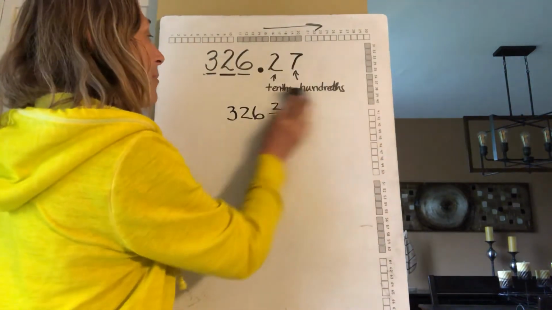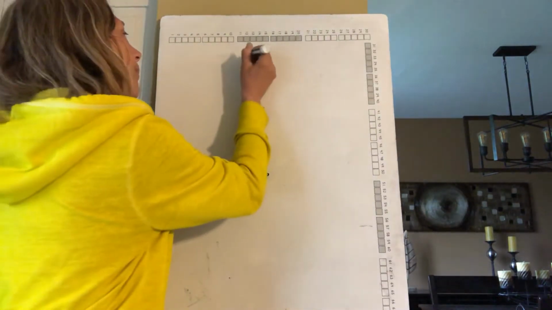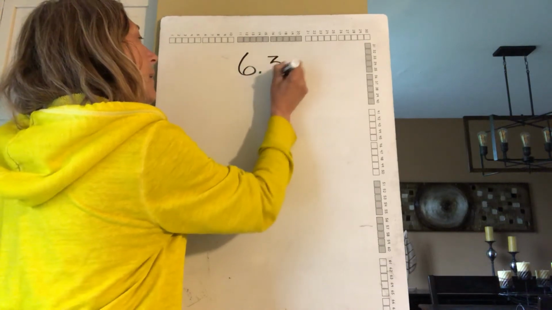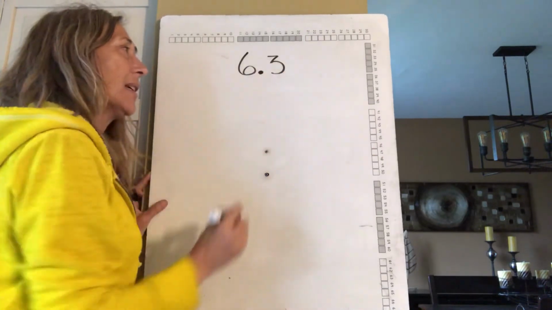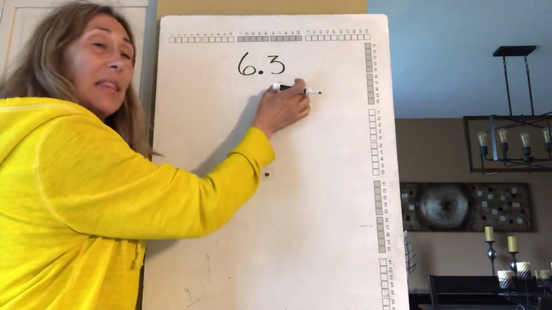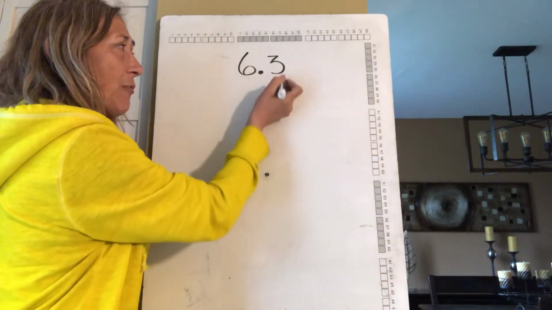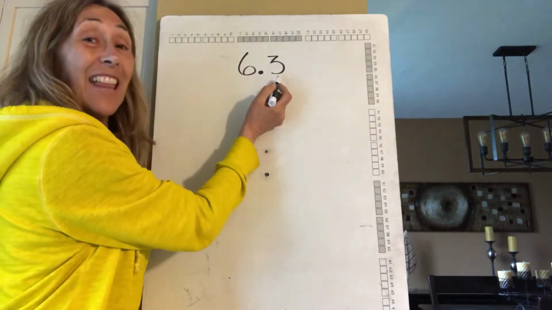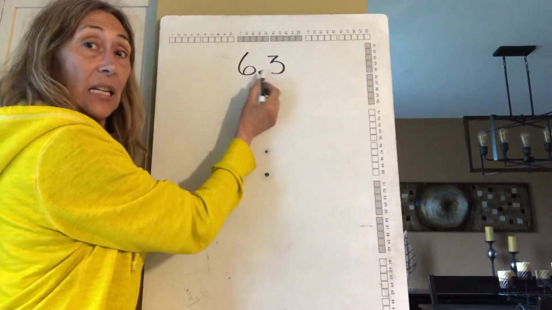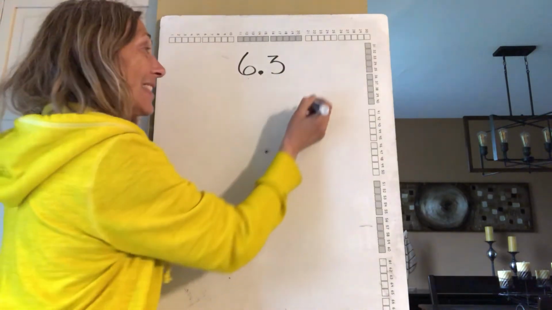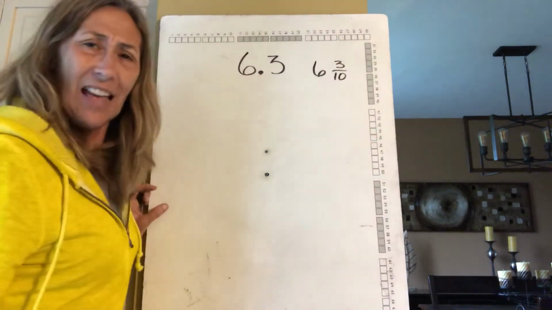Let's take a number that's a little bit smaller. So this means I have 6 wholes. My decimal point tells me these are wholes and these are fractional pieces, or it's smaller than a whole. This is the ones place, and then when I start here, this is the tenths place. So it's 6 and 3 tenths, or I would write it 6 and 3 tenths.